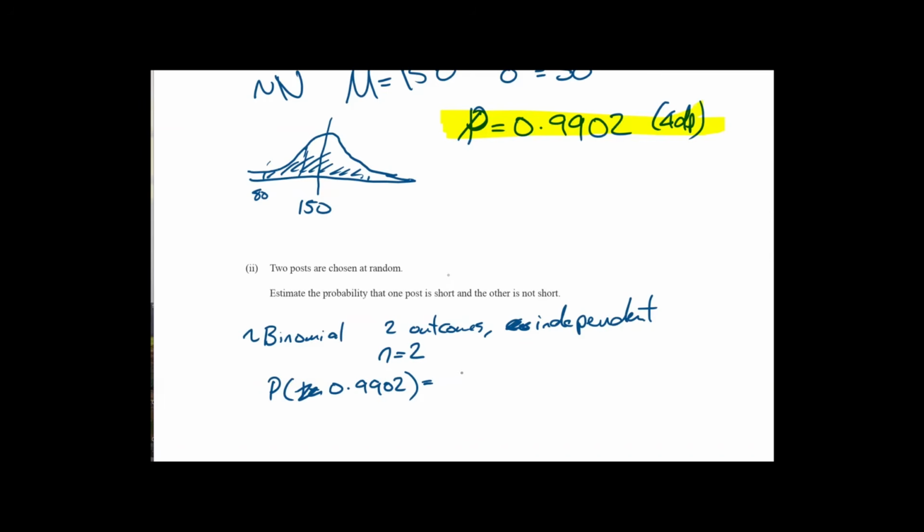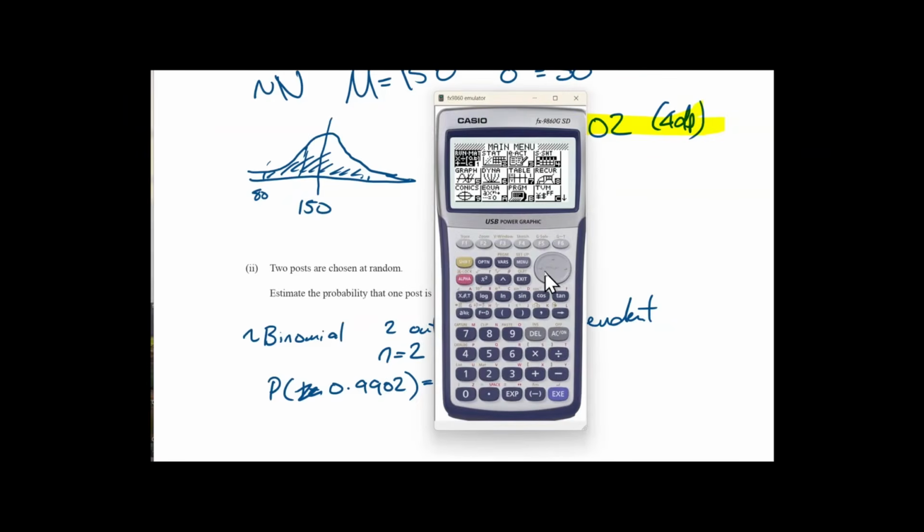So there are two outcomes, and the one that we're looking for is one. Menu, distributions, binomial, and we are looking for a PD. It's a discrete distribution, so we're going to use just the variable. The one we're looking for is one positive outcome. The number of trials is 2. The probability is 0.9902.